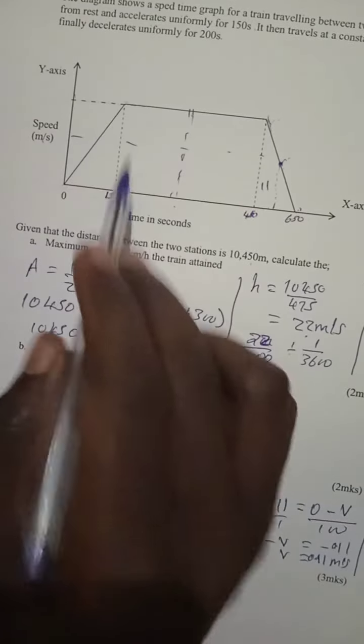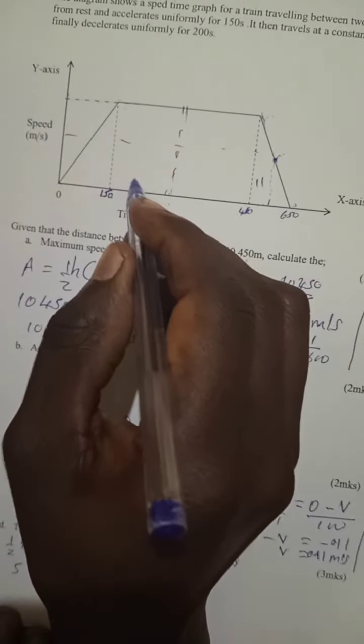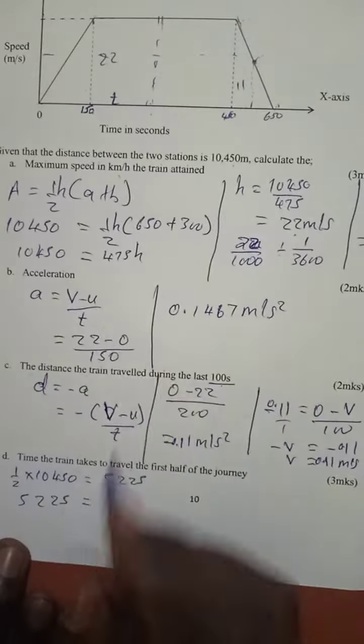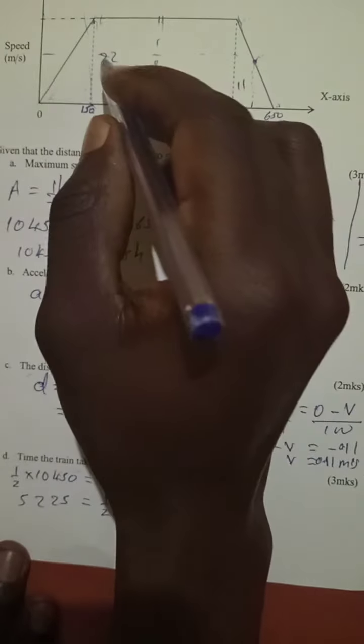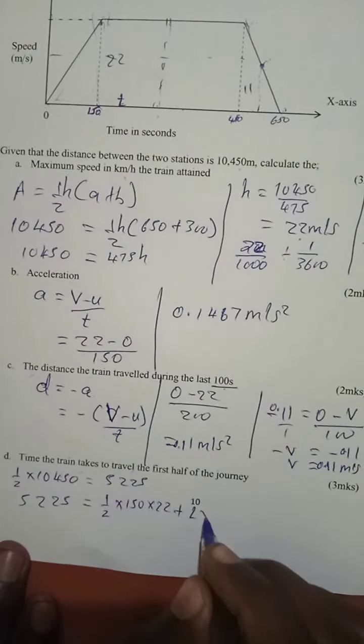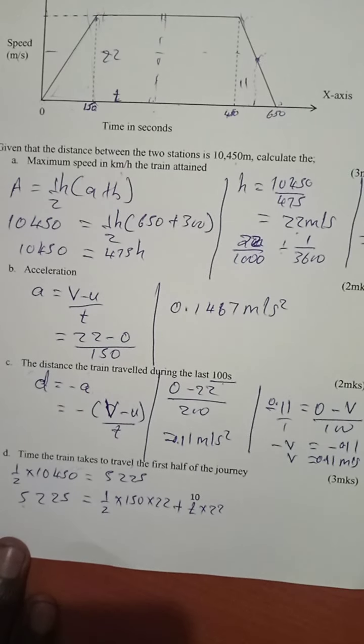So remember, at this position, we are sure of the area of this triangle. Then it is the area of this triangle plus the area of this rectangle. This triangle from here up to here is 150. Then for this rectangle, we don't know the time, so just say it is t. Then the height here is 22. Therefore, the area of this triangle is a half times 150 times 22, plus the area of this rectangle, which is length times width, that is t times 22, so plus t times 22.